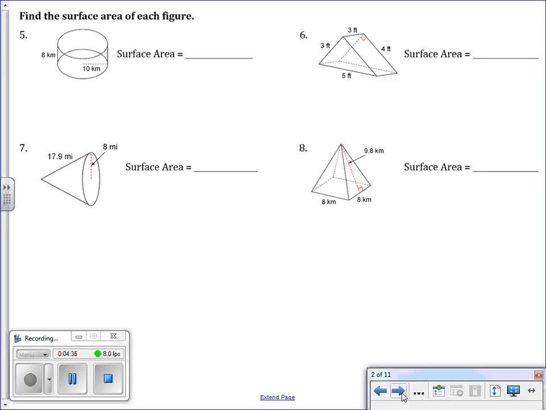Okay, next page, we're finding surface area. Remember, surface area gets a little trickier because there's a little bit more work. Again, if you want to use the formulas, you can, but I'm going to show this to you using the way I taught you in class.